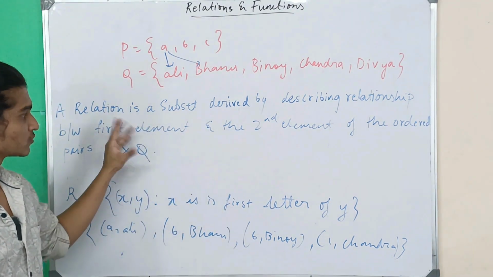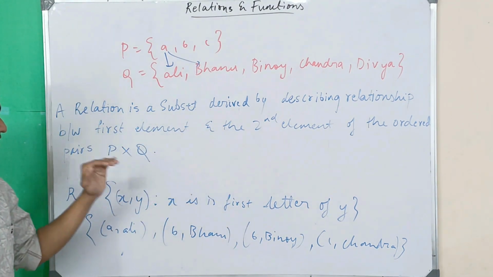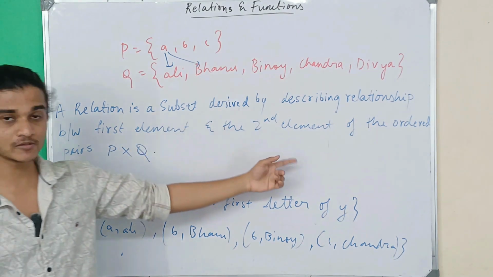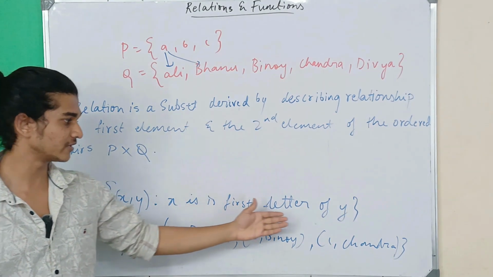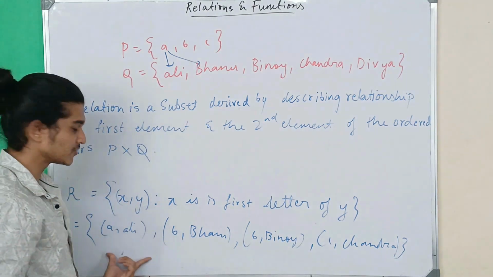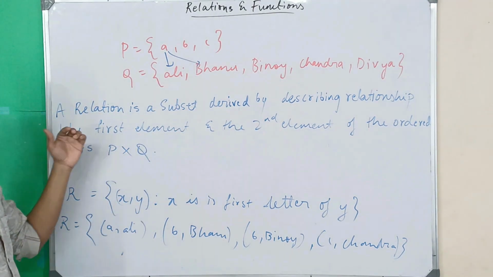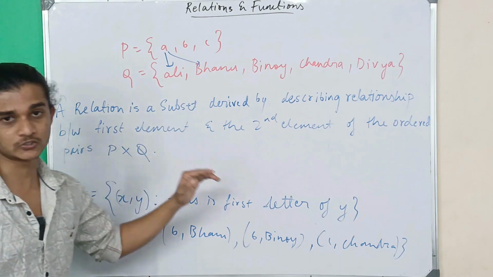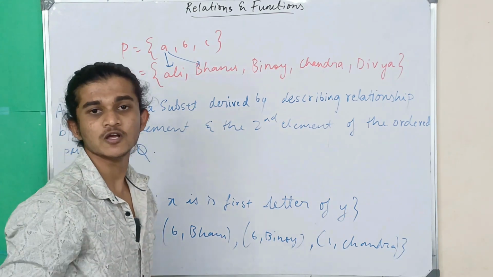So we described P cross Q, we got all the elements, and we set up a relationship between the first element and the second element, like we did here. So x is the first letter of y. We established a relationship, and then all the elements which you got from here were a subset of the set P cross Q. So this was basically how a relation works.